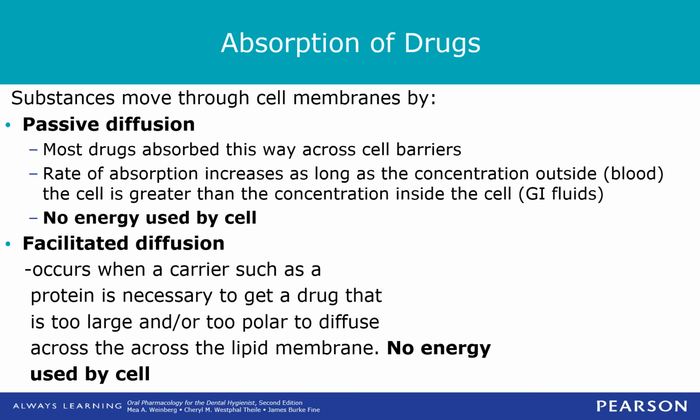Substances move through cell membranes by passive diffusion. Most drugs absorb this way across their cell barriers. The rate of absorption increases as long as the concentration outside the cell is greater than the concentration inside the cell, the GI fluids. So remember that the rate of absorption increases as long as the concentration of the drug outside the cell is greater than the concentration inside the cell. No energy is used by the cell to get substances through the cell membrane.